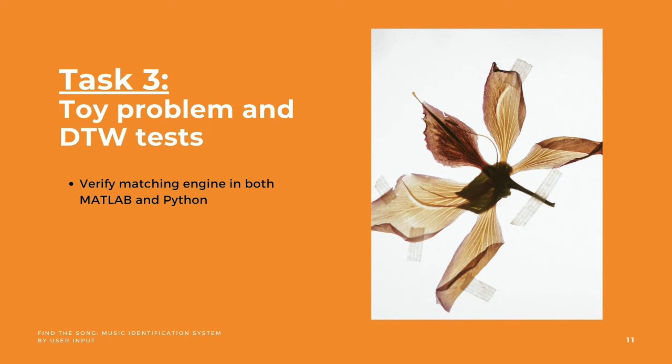The third task, in order to not waste time, we built a simple system and implemented it on a toy problem, because we don't want to lose time doing trial and error on 3-minute songs. So we tried to match simple 10-second sequences. This was done on both MATLAB and Python, and we were able to verify DTW as a capable matching engine.